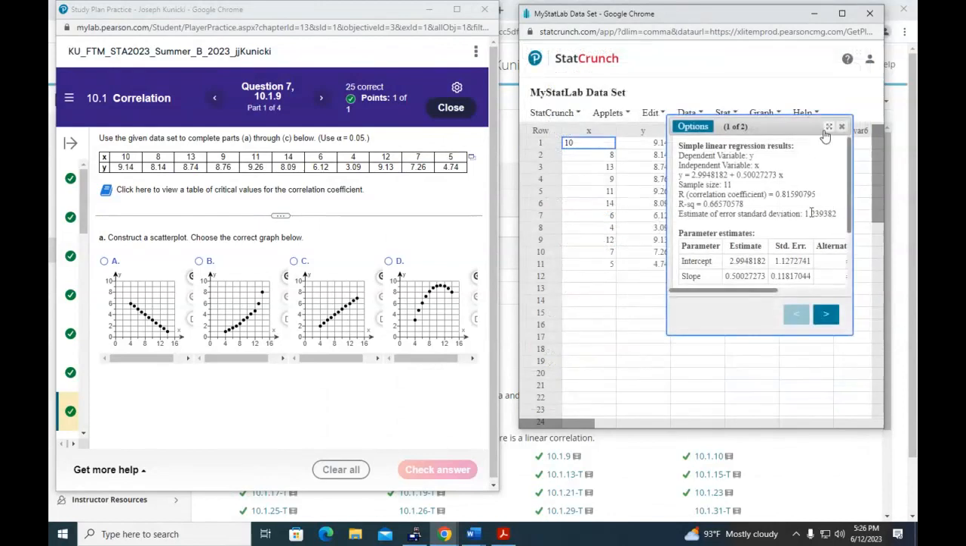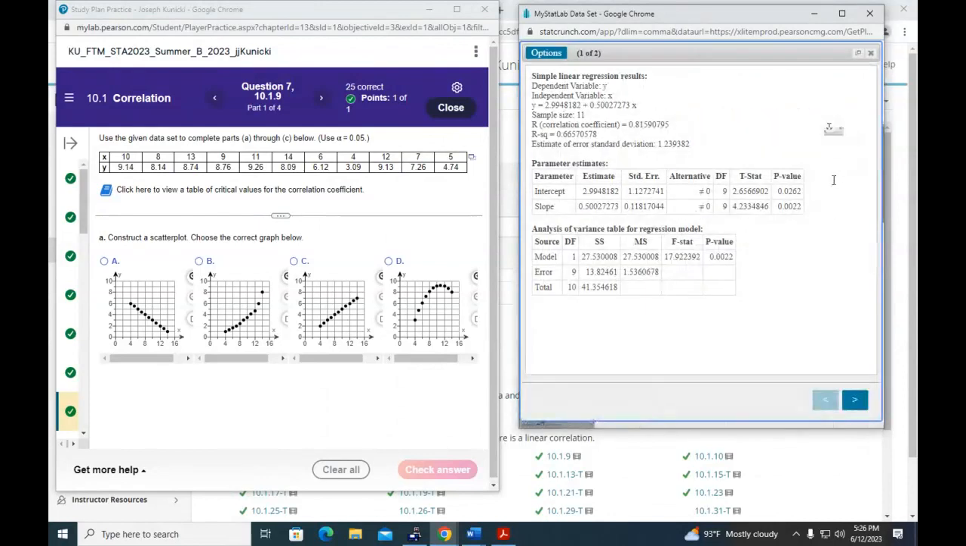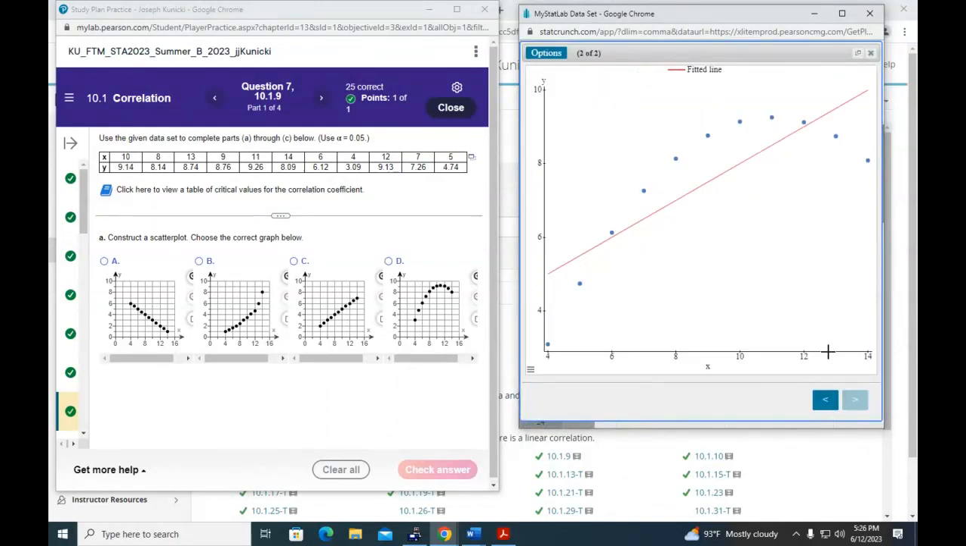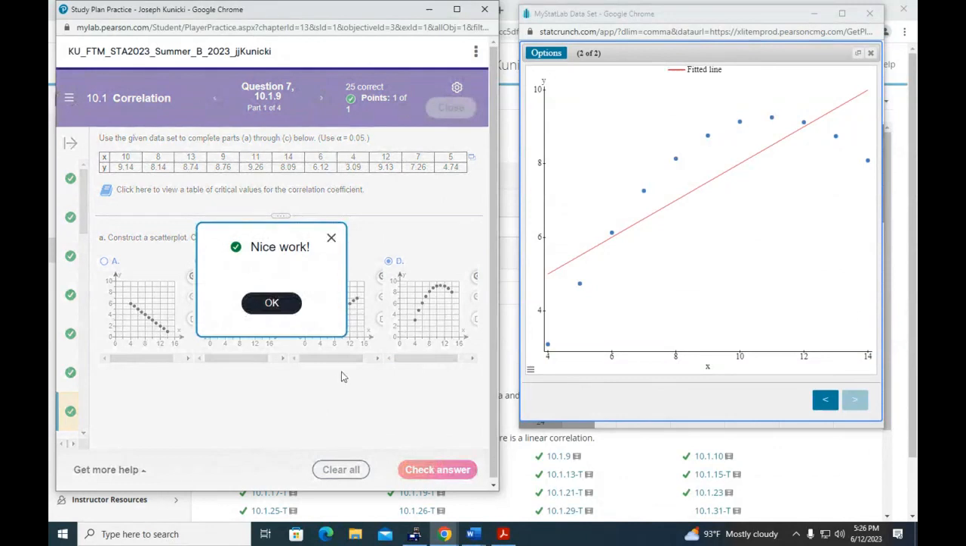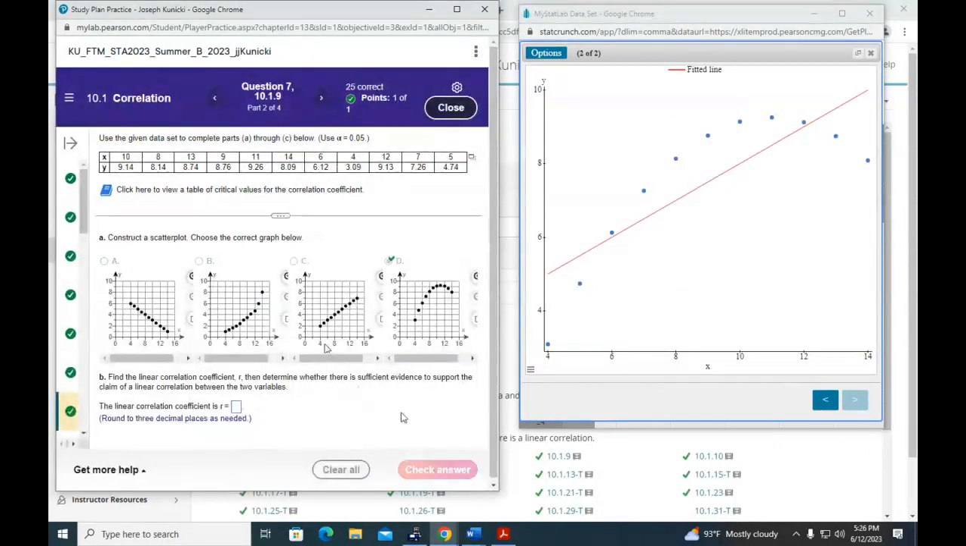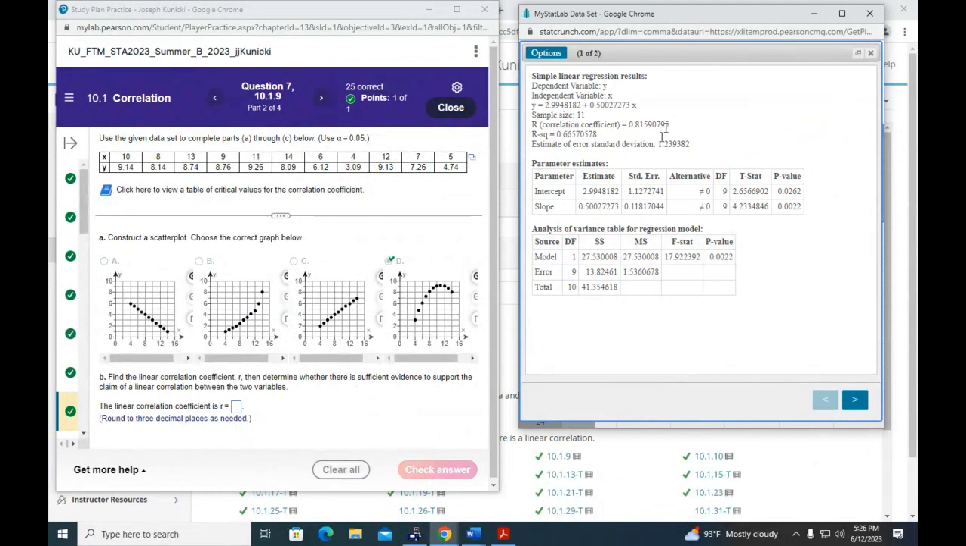So we hit compute, I hit this X, open it up, and then I go to the right arrow. It's an upside down parabola, so it's D. Correct. And then they're going to ask me for the linear correlation. So now I go back to the left arrow, and remember, they write capital R instead of lowercase r. So it's 0.186.